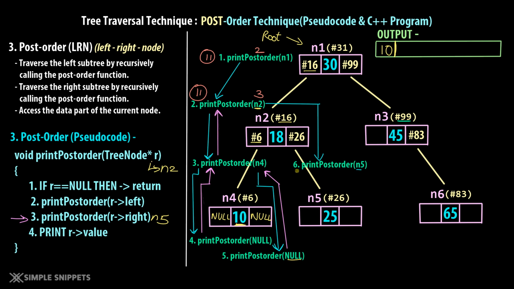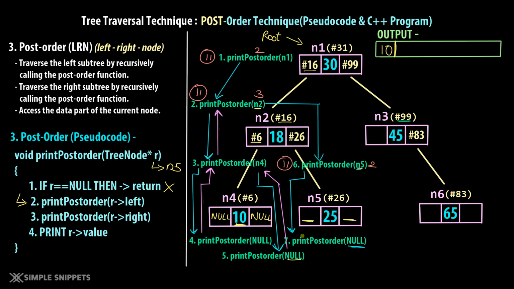And now let's get back to the execution of the sixth print post order. When the sixth print post order is called, we are passing n5. So R is nothing but n5 in this case. We check if R equals null. R is not null. R is n5. Then we proceed to step 2. At step 2, we are giving a recursive call. We are saying print post order R of left. For n5, do we have anything to the left or right? In both cases, we have null. So the seventh print post order will be called, but we will pass null in it. And the sixth print post order will be paused at step 2.